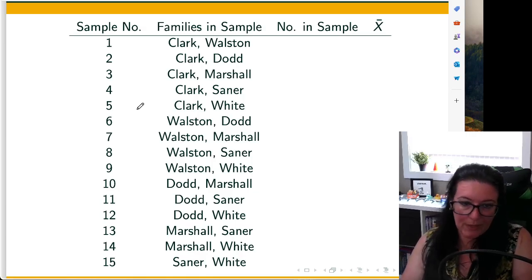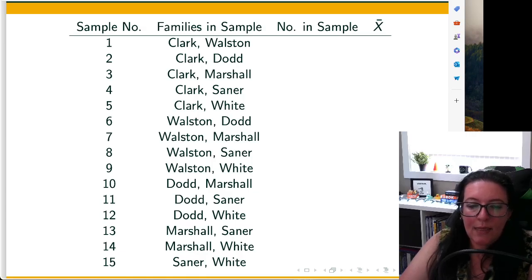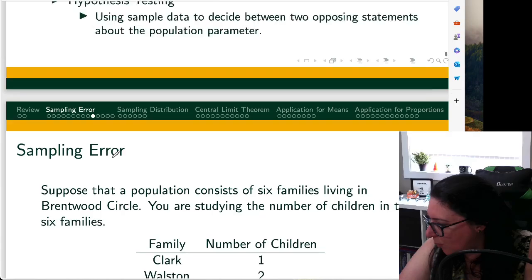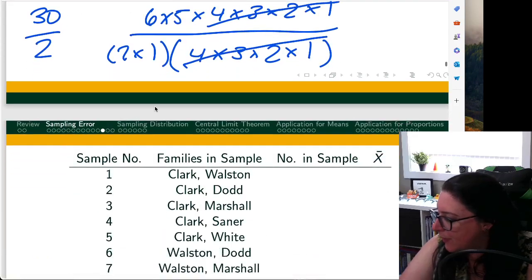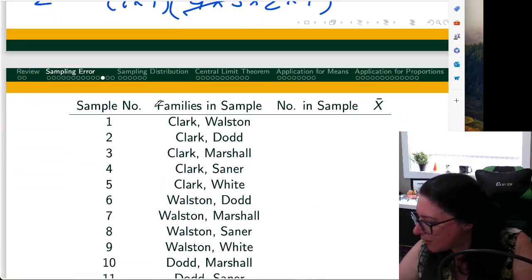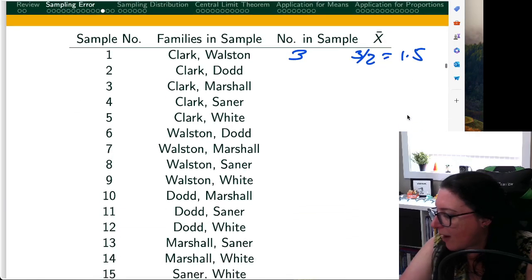Okay, so let's go through this. If there are 15 different possible samples we could take, then what are the number of children in the sample? Well, Clark and Walston, gotta go back and forth here. Clark had 1, Walston has 2, which means that for this particular sample, there are 3 children, and 3 divided by 2 is 1.5. So the sample statistic here is 1.5.